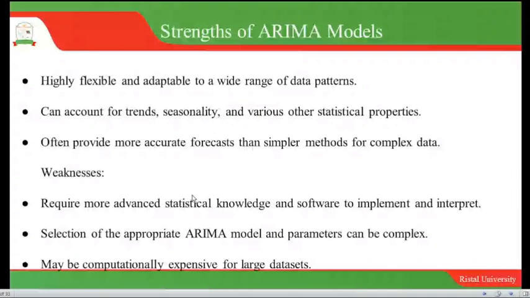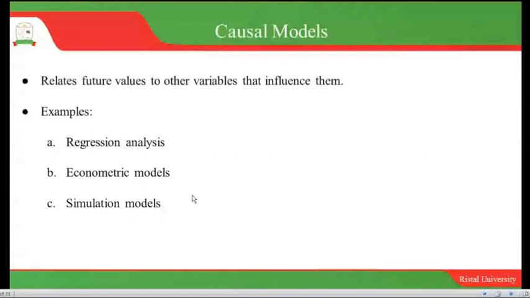Then we have what we call the causal models. We are saying that this relates to future values of other variables that influence them. When you are using the causal model, for example, we are talking about things like regression analysis. We are talking about econometric models, and we are also talking about simulation models. These models are discussed here.